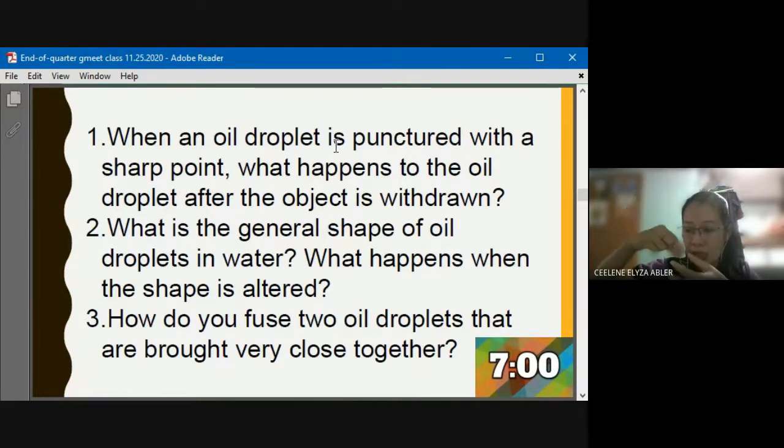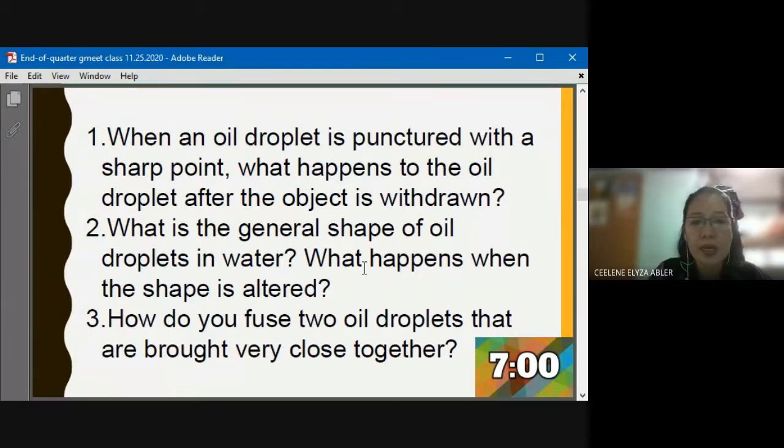Anong nangyari sa kanya? Parang magki-cleave siya kasi medyo parang sasama konti. And ano yung general shape ng oil? You will notice that it will shape, meron kang concave na disc na parang on top of the surface of the water. So medyo siya, it's like a droplet ng tubig din on top of a surface, solid na surface. Pero it's an oil on top of a water na surface.